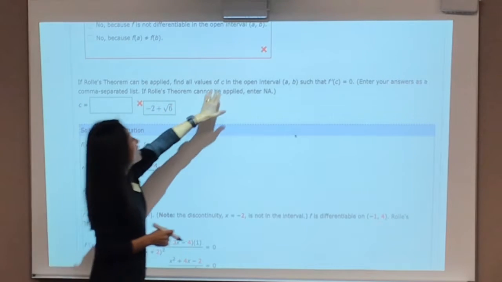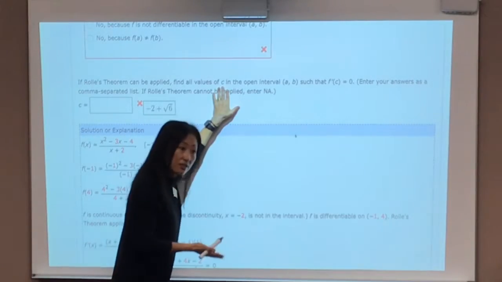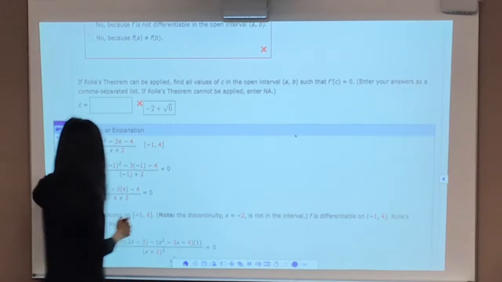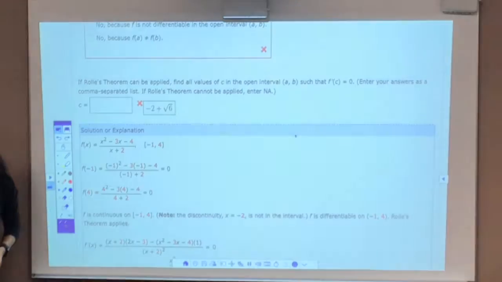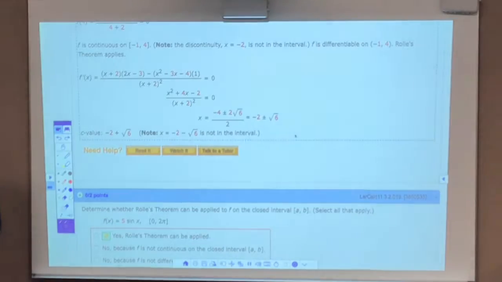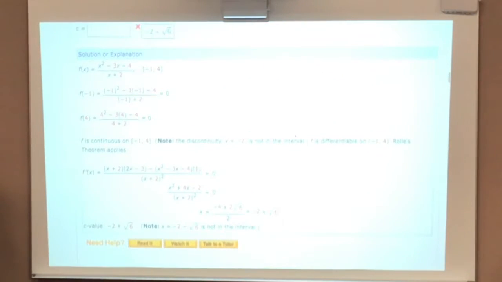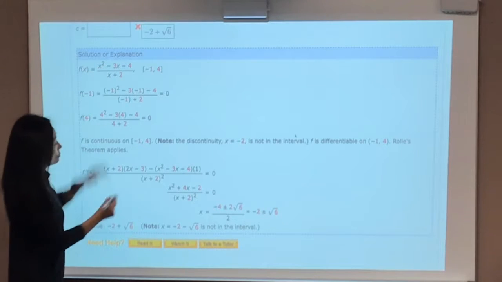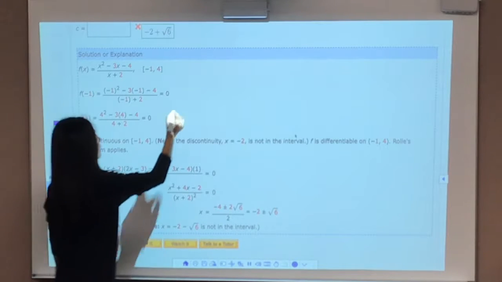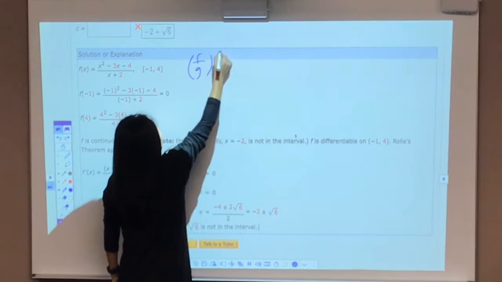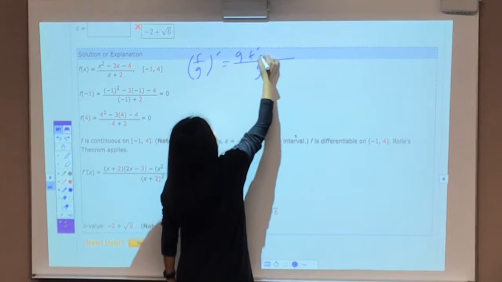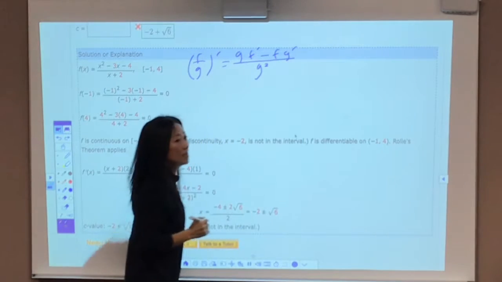So, if you want to find this c, then I have to take what? The first derivative. Let's take a first derivative. They take a derivative for you already, so I can just show you. First things first, does everybody see? Let's write down f and g. We have to use the quotient rule. What does the quotient rule say? It's g squared on the bottom, and then g times f prime minus f times g prime. Is everybody with me?